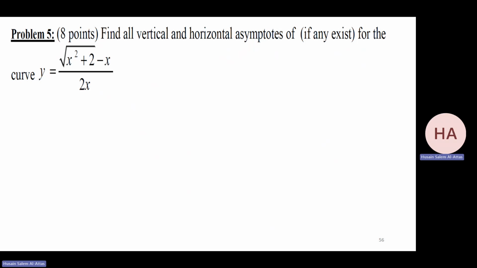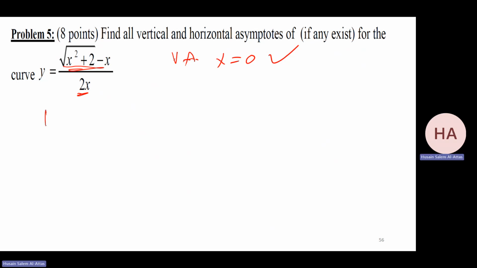Find all vertical asymptotes, if they exist, for the following. Okay. Vertical asymptote x equals 0. It's 0 here, it's not 0 there. So it will be a vertical asymptote. You can check the limit from left or right. I will wait for you.